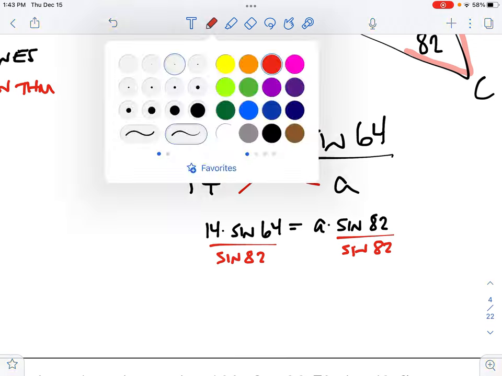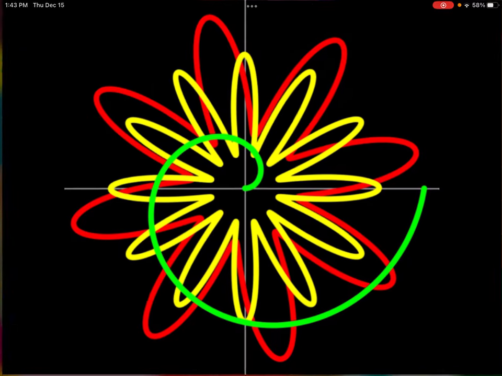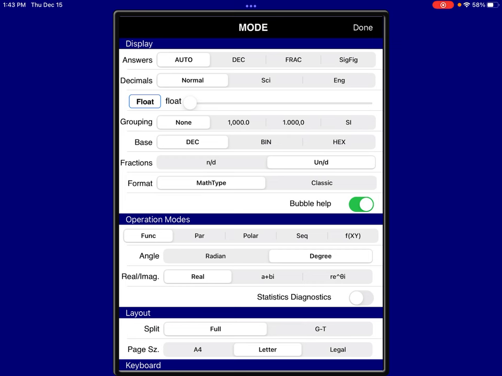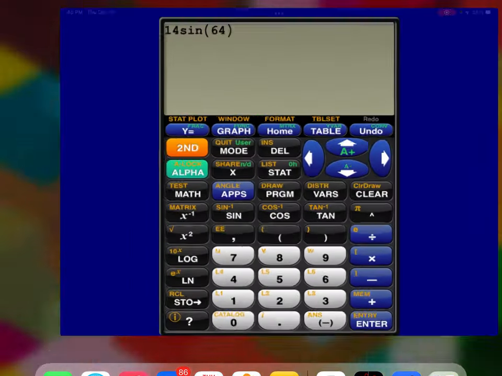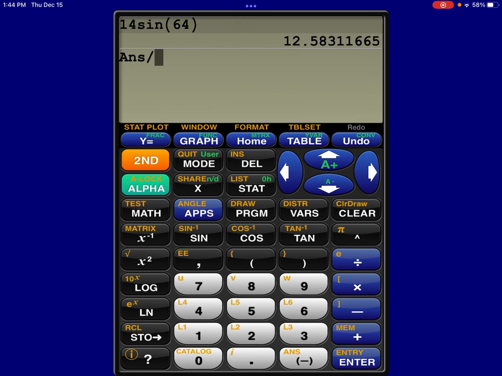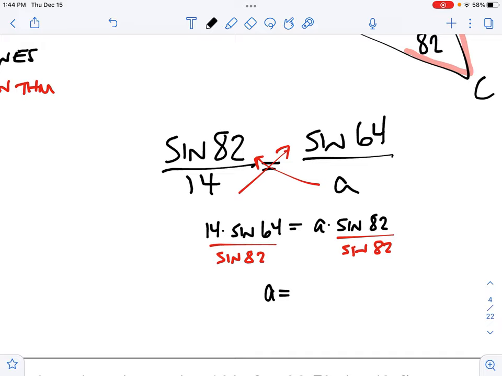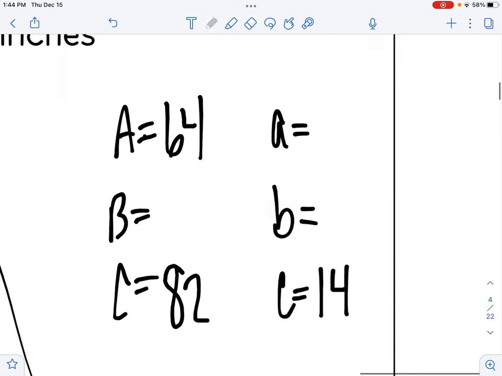At this point in time is where I'd want to type this into my calculator to solve for side A. So 14 sine of 64. First thing, make sure your calculator is in degree mode. So 14 sine of 64, and we're going to divide that by sine of 82. Enter. So we end up getting 12.7 for our side A. So I go back up to my list, and I'm going to fill in 12.7 for side A.